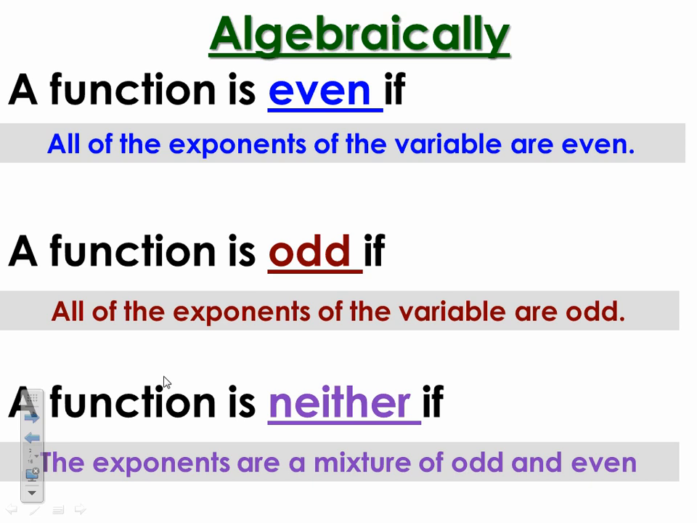So just going back over it, if you look at your function and you look at the exponents, if they are all even numbers like 2, 4, 6, 8, 10, then you know that that function is even. If you look at your function and all of the exponents are odd, like x to the 1 or just plain x, that would be considered an odd one.